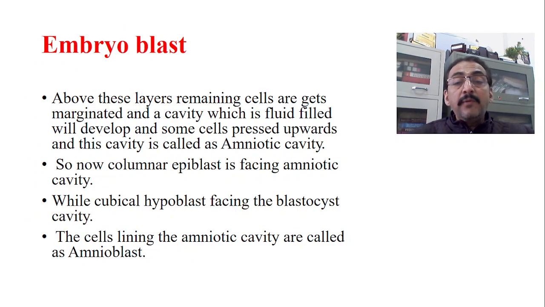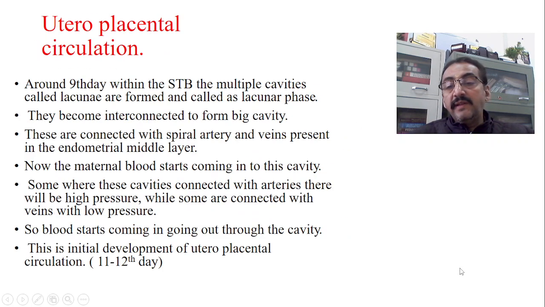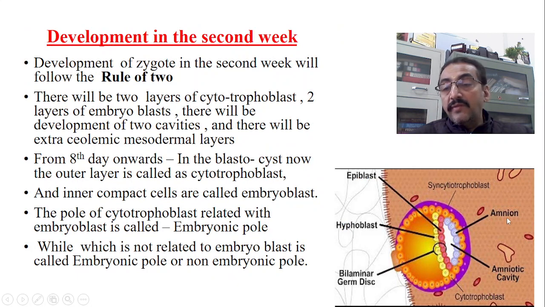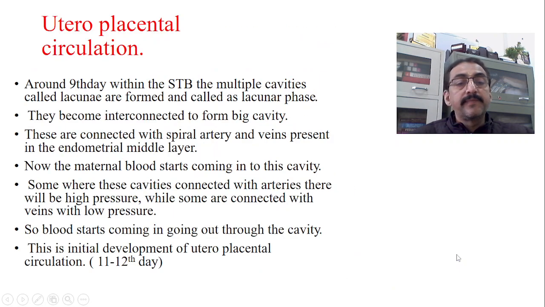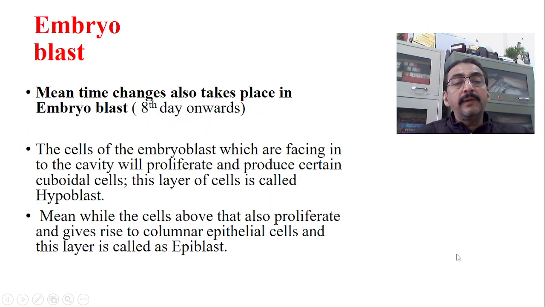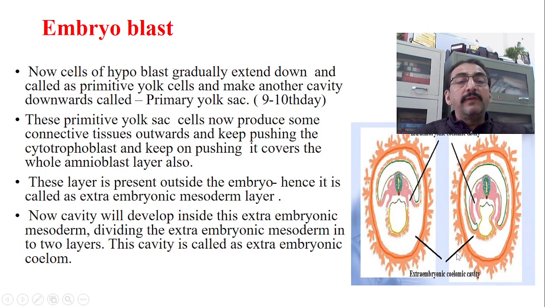The cells lining the amniotic cavity are called amnioblasts. So these cells are called amnion cells. The cells which are lining this amniotic cavity are now called amnioblasts or amnion cells. Very simple. And now we'll continue further.